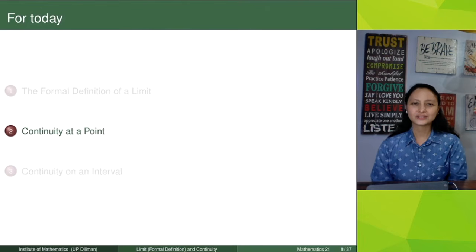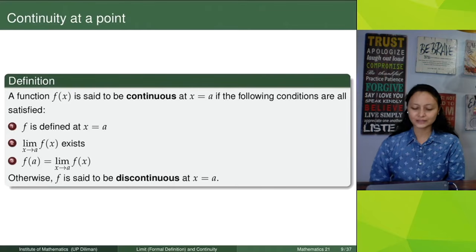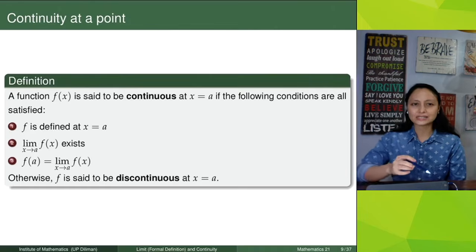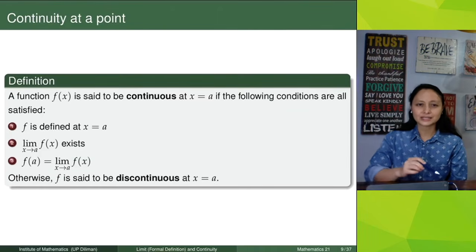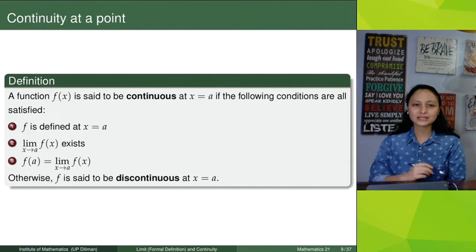So now we discuss continuity at a point. We say that the function f is continuous at x equals a if the following conditions are all satisfied. So dapat masatisfy itong tatlong conditions na to. First, f is defined at x equals a. Second, the limit of f of x as x approaches a exists. And third, these two values should be equal. Or in other words, f of a is equal to the limit of f of x as x approaches a.